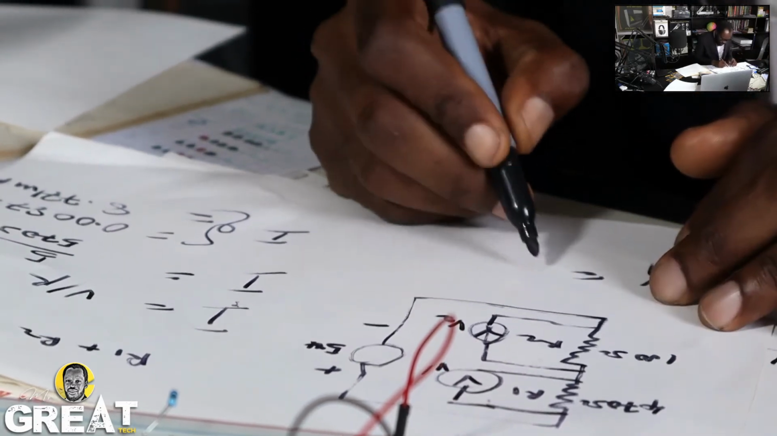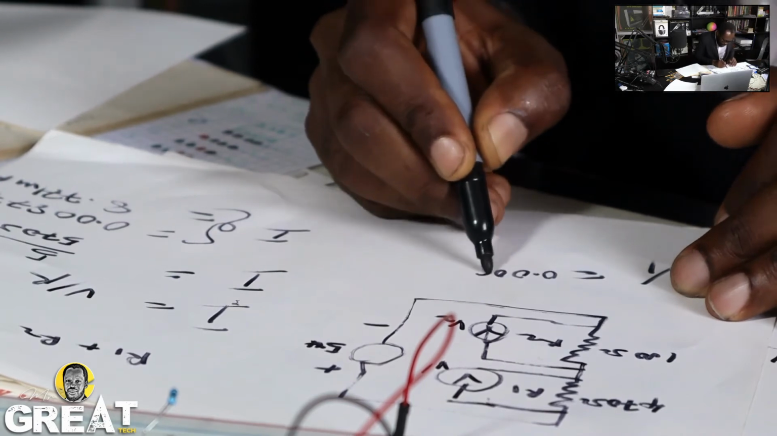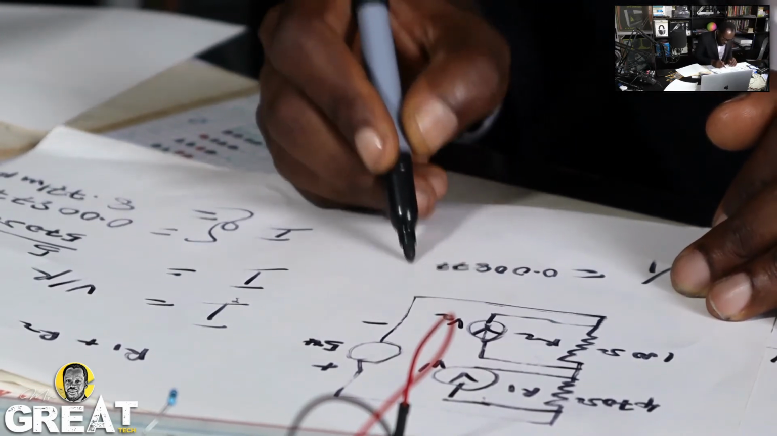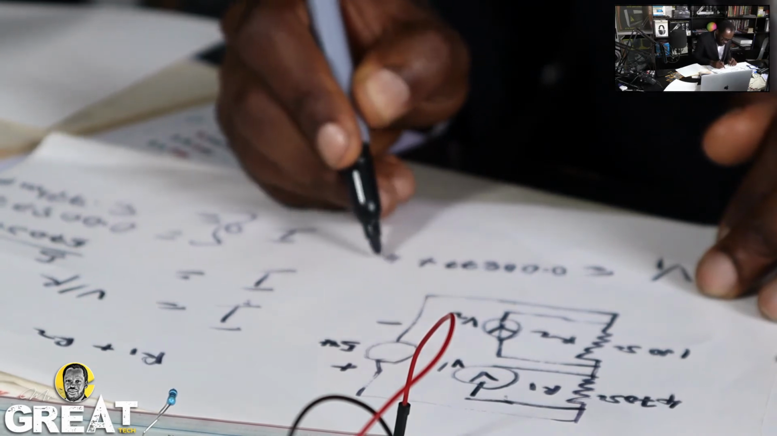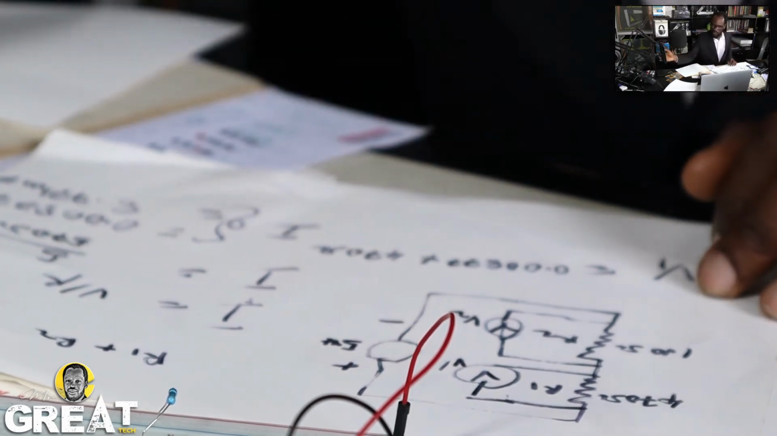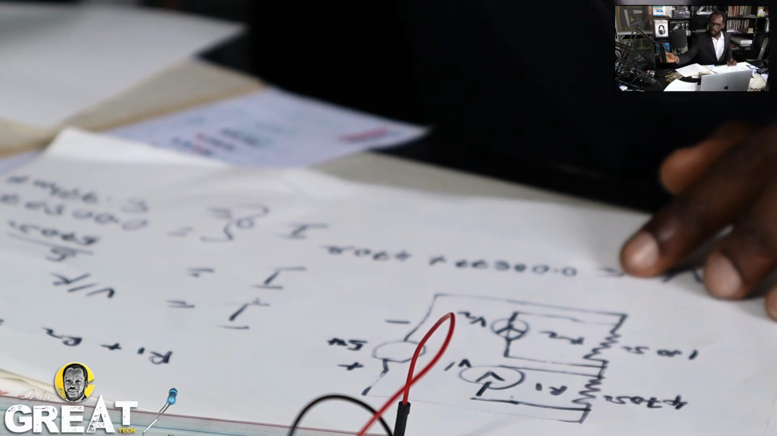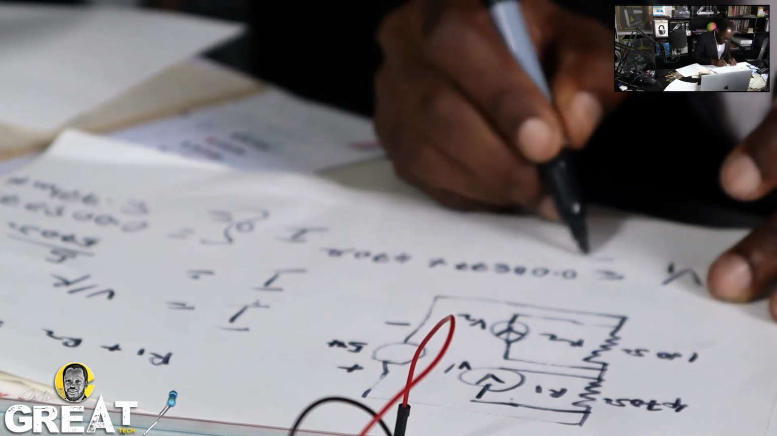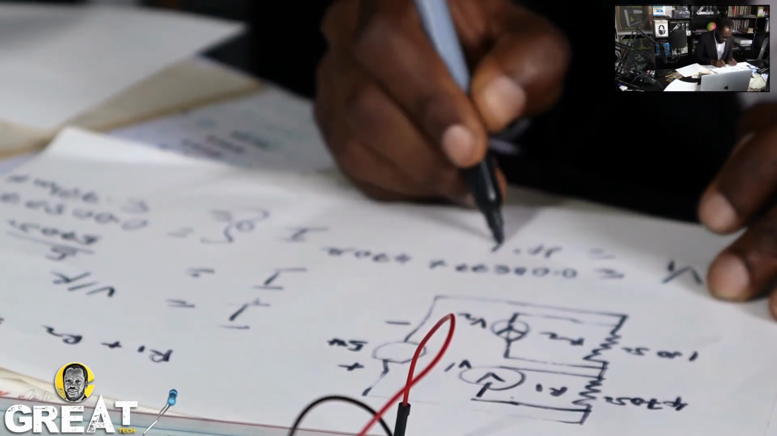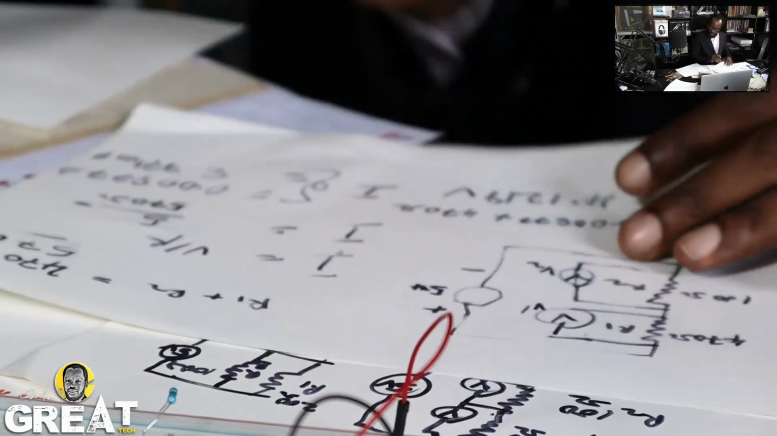I is 0.00877 times R, 470 ohms. So let's go. 0.00877 times 470 equals 4.1219 volts. So it's about 4 volts. So okay, now my paper is filled up.